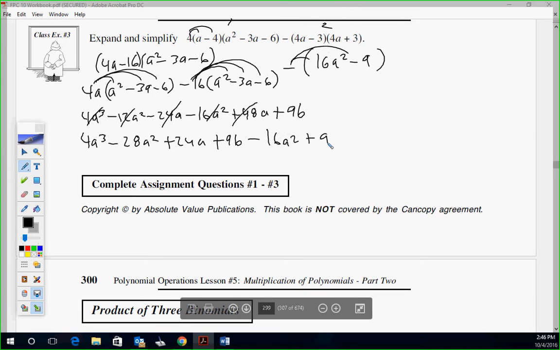So that's what's just added to the mix real quick. A minus 16a squared and a plus 9. Why is it plus 9? Minus a minus. Okay, and then we're going to be done here. Your final answer is going to be 4a cubed. We got the negative 28 and the negative 16, which is a negative 44. 24a, and there's no other a's. 96 plus 9 is 105.